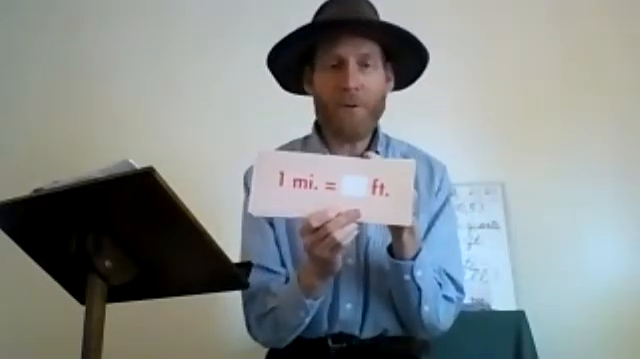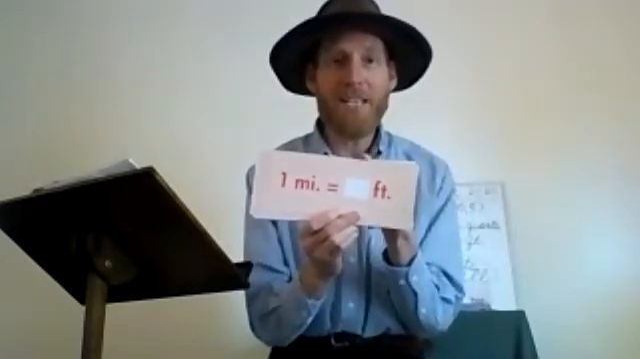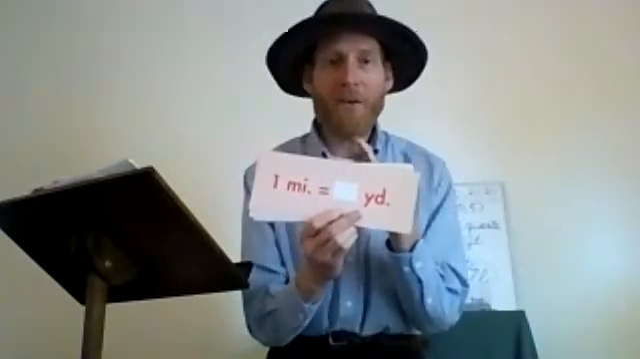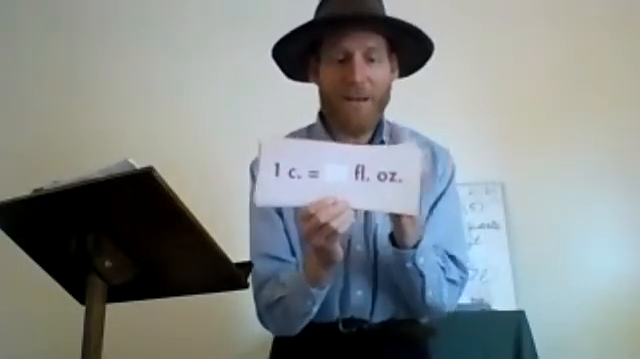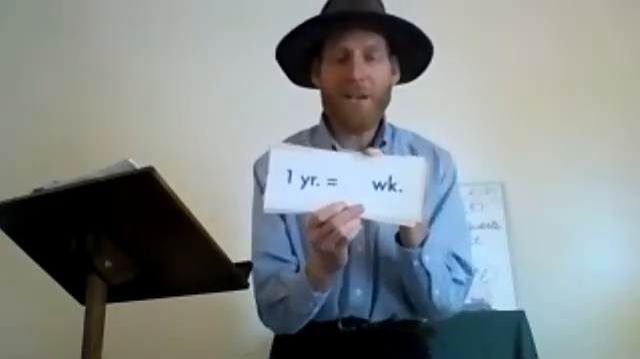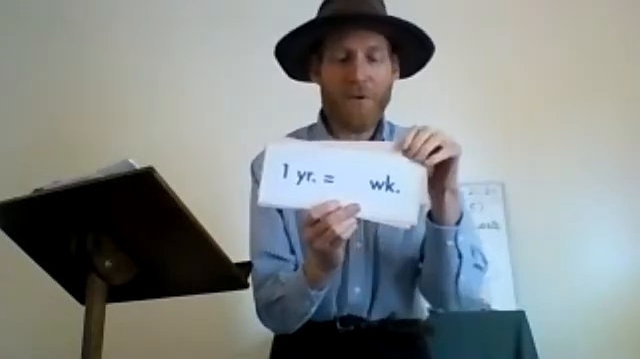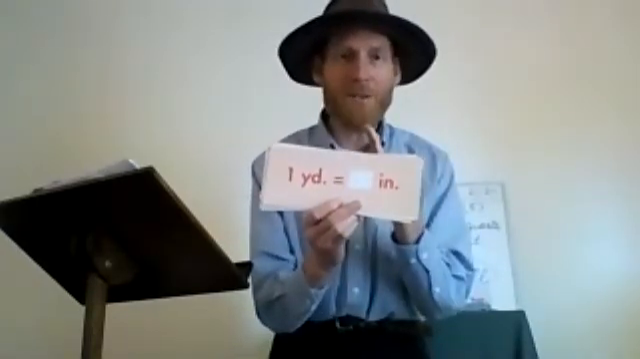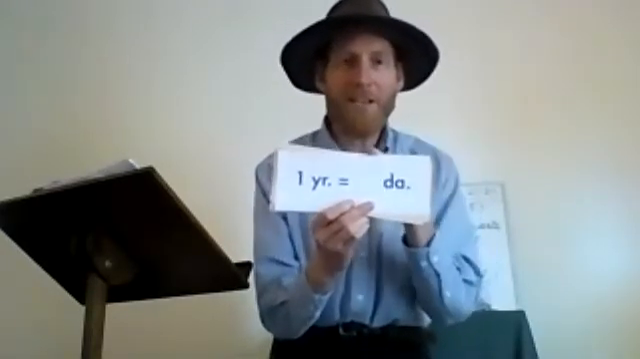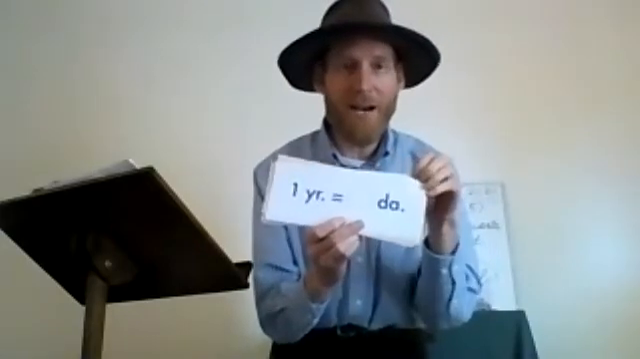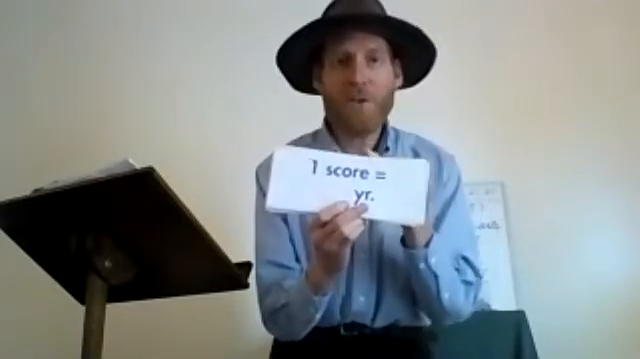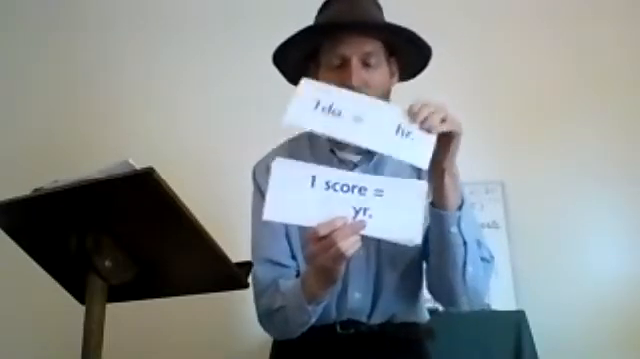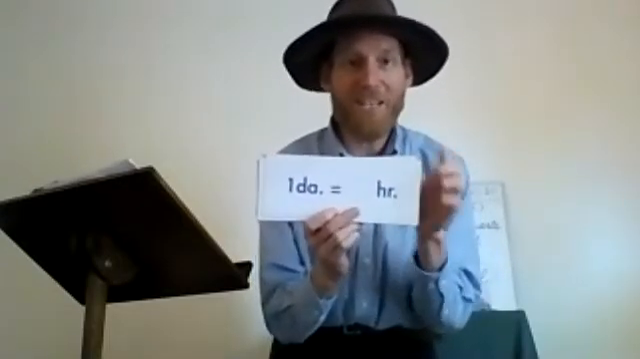1 mile equals 5,280 feet. 1 mile equals 1,760 yards. 1 cup equals 8 fluid ounces. 1 year equals about 52 weeks. 1 yard equals 36 inches. 1 year equals 365 days. 1 pint equals 2 cups. 1 score equals 20 years. 1 day equals 24 hours.